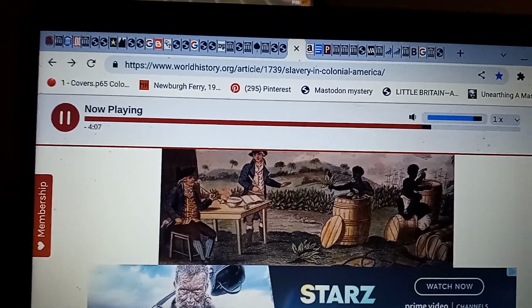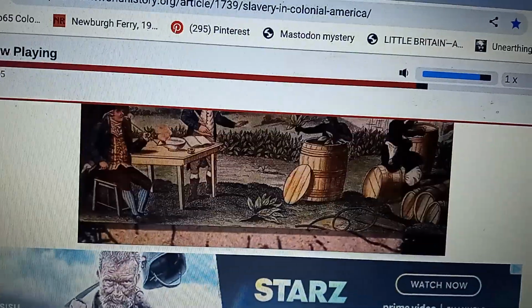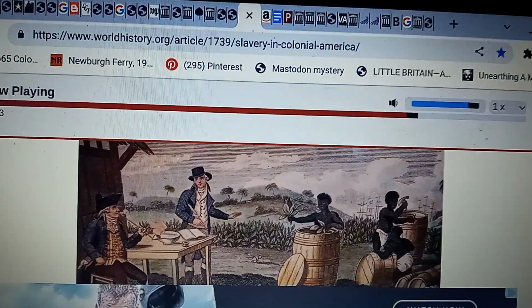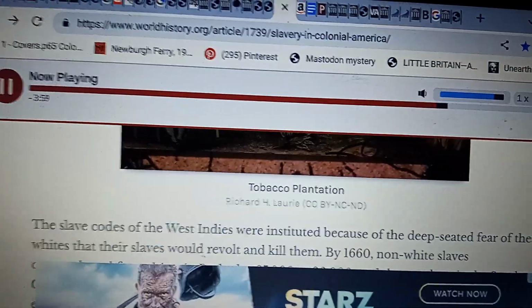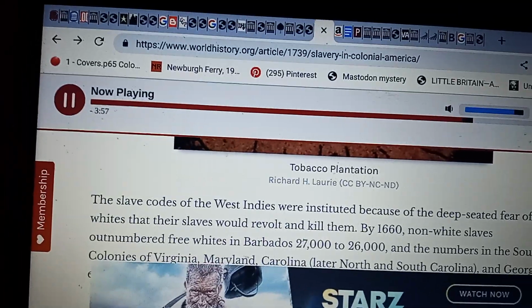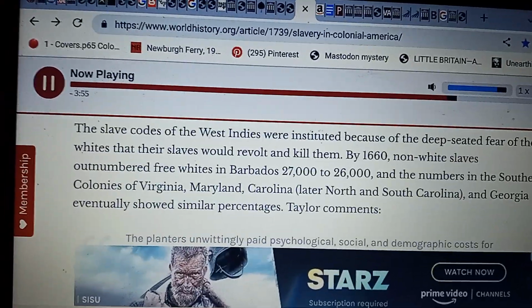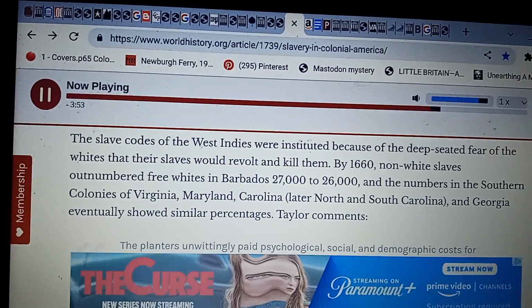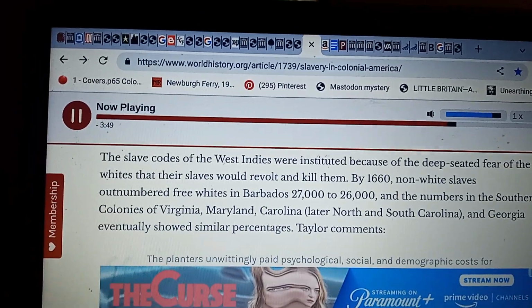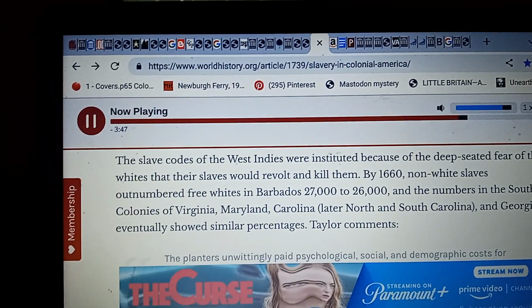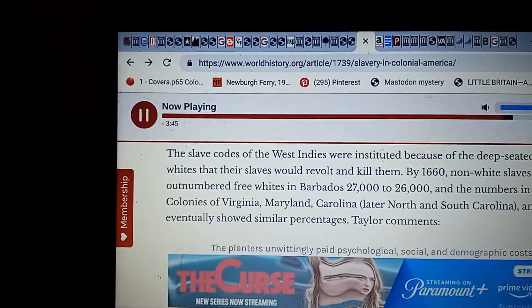The slave codes of the West Indies were instituted because of the deep-seated fear of the whites that their slaves would revolt. By 1660, non-white slaves outnumbered free whites in Barbados 27,000 to 26,000, and the numbers in the southern colonies of Virginia, Maryland, Carolina, later North and South Carolina, and Georgia eventually showed similar percentages.